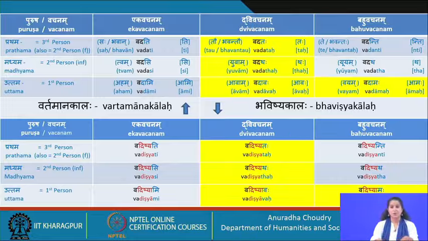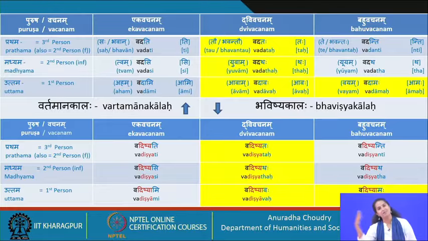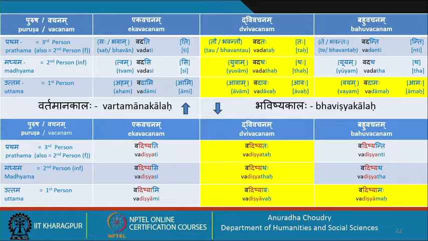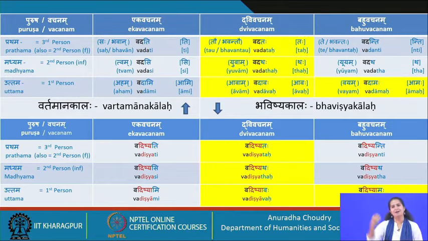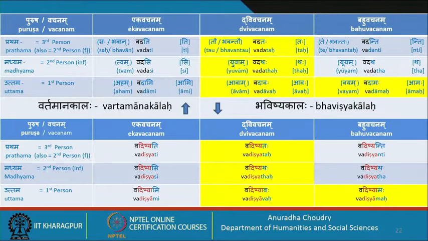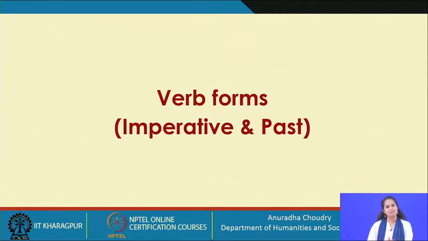Now the good news is that when you want to do the future, what gets added in the bhavishya kala is only the ishya of the bhavishya. The rest remains the same as the present tense. So it is vadishyati, vadishyatah, vadishyanti, vadishyasi, vadishyathah, vadishyatha, vadishyami, vadishyavah, and finally, if you take me off the screen, vadishyamah. Uttamam. So now let's move on to the next two kinds of verb conjugations, the imperative and the past forms.